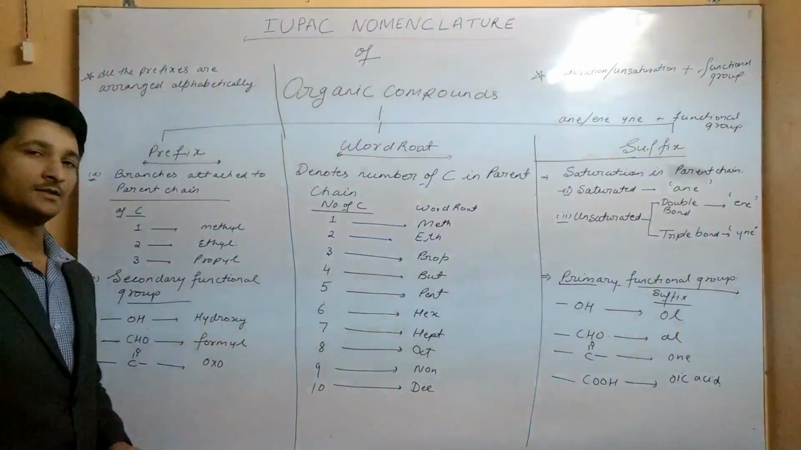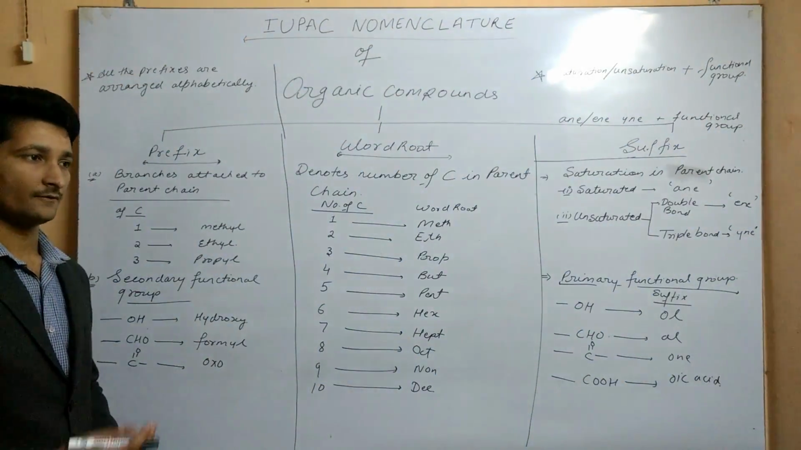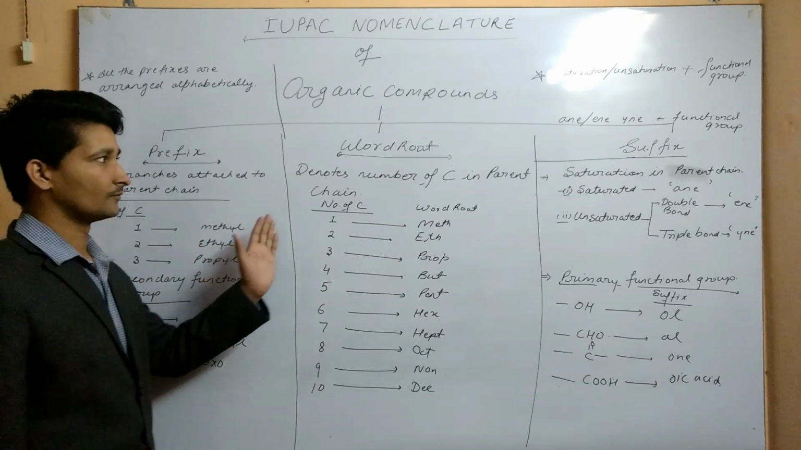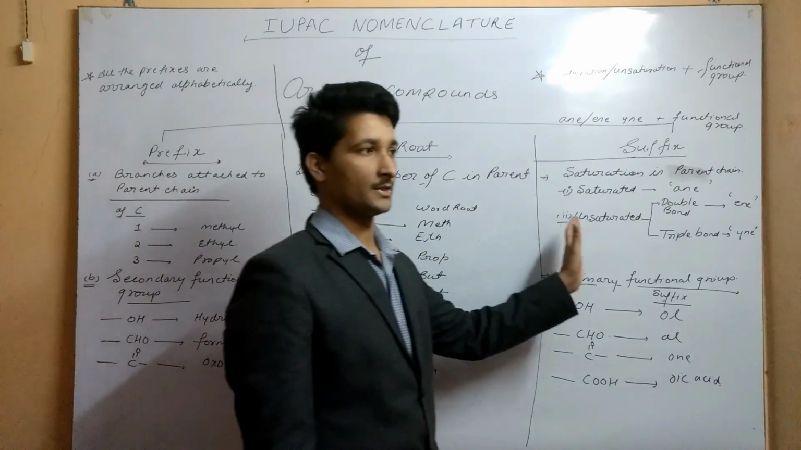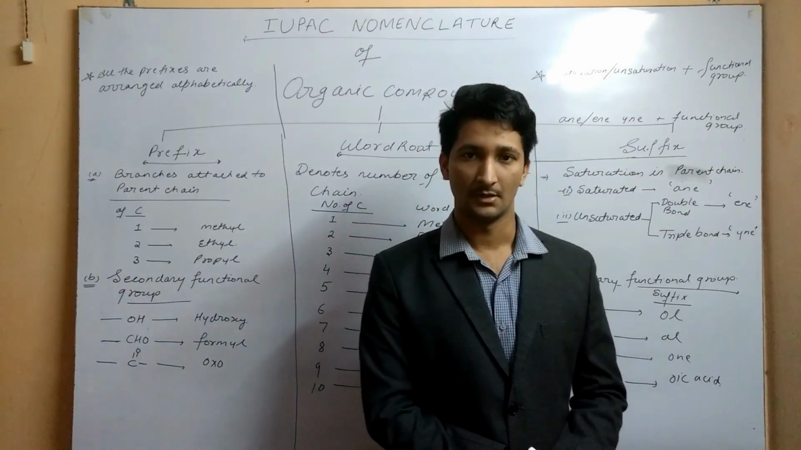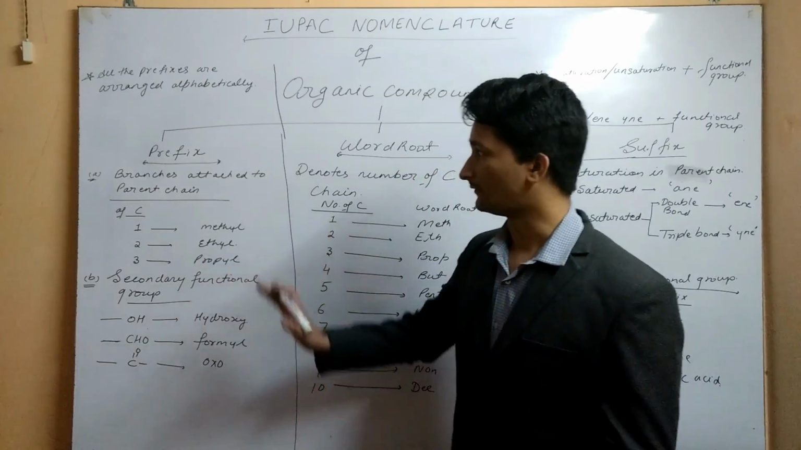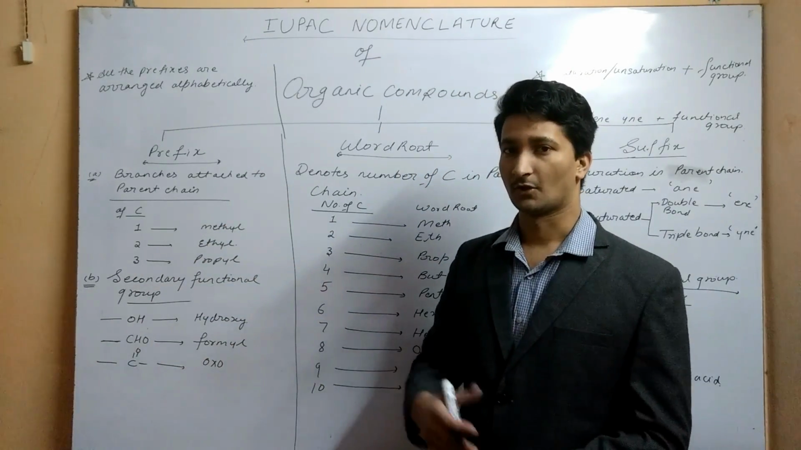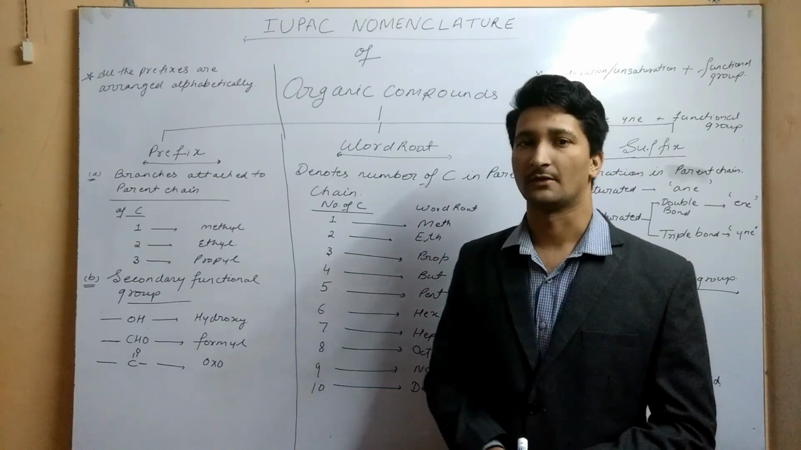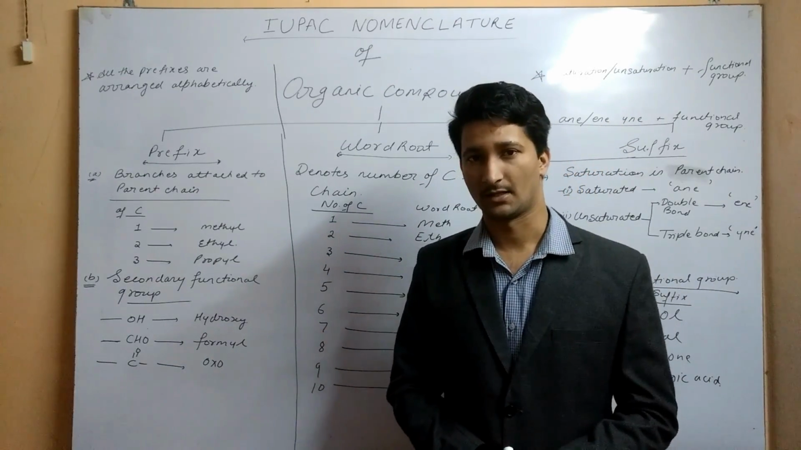So, while writing the IUPAC nomenclature of any organic compound, we have to decide what will be its prefix, what will be its word root, and what will be its suffix. And we will add these terms accordingly by arranging prefixes in alphabetical order, followed by the word root, and that followed by the suffix. This will give the IUPAC nomenclature of any organic compound.